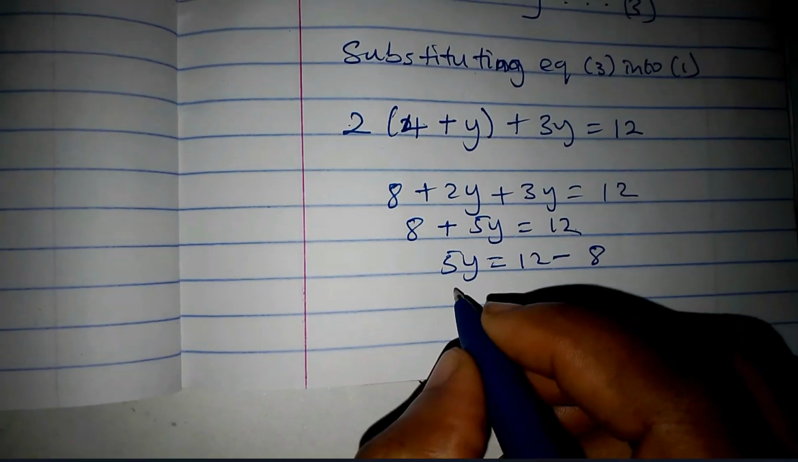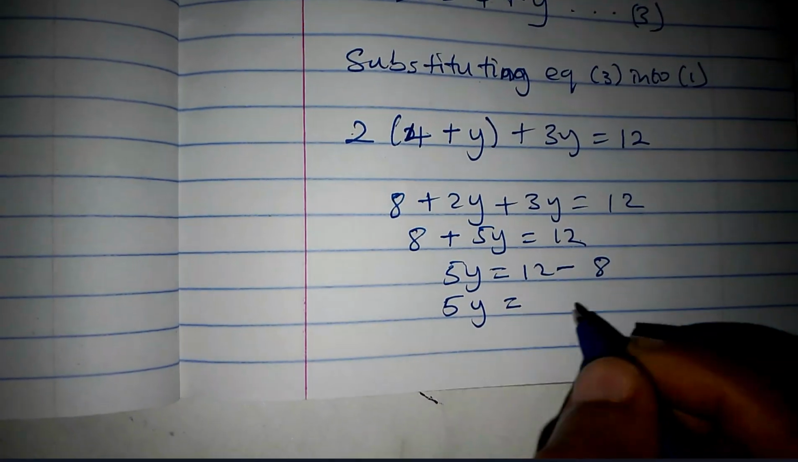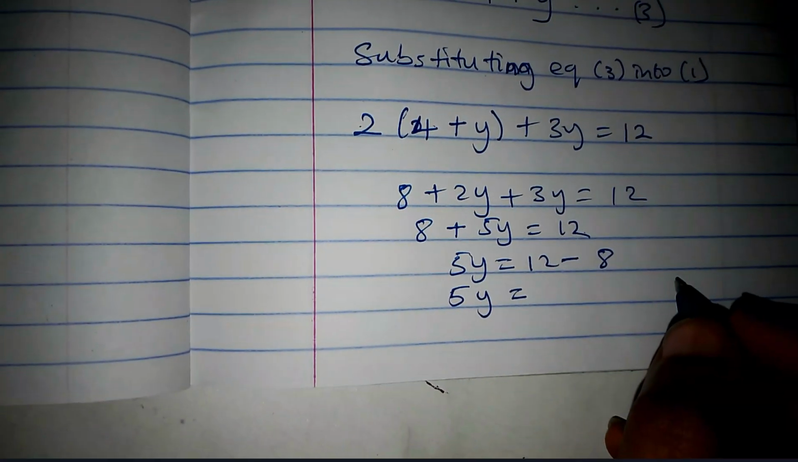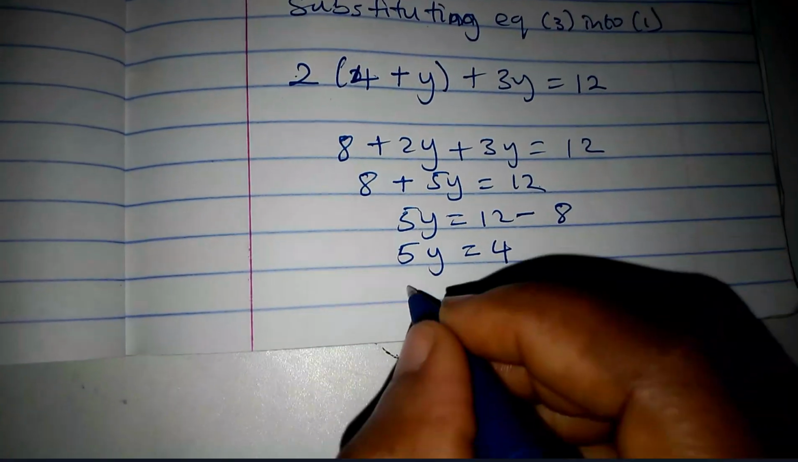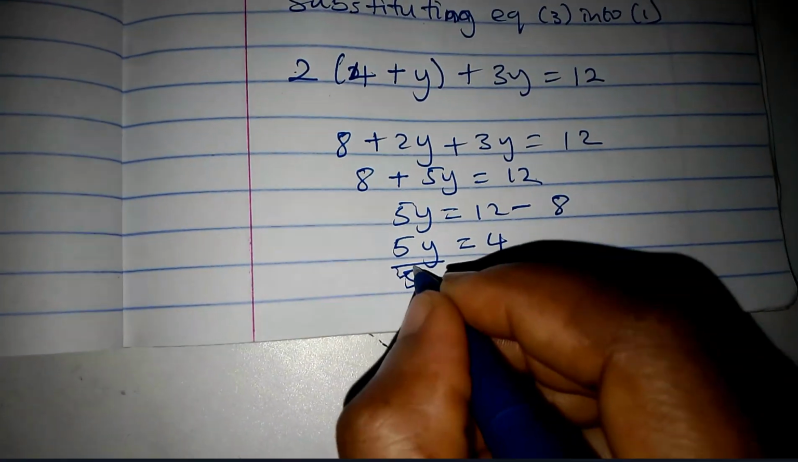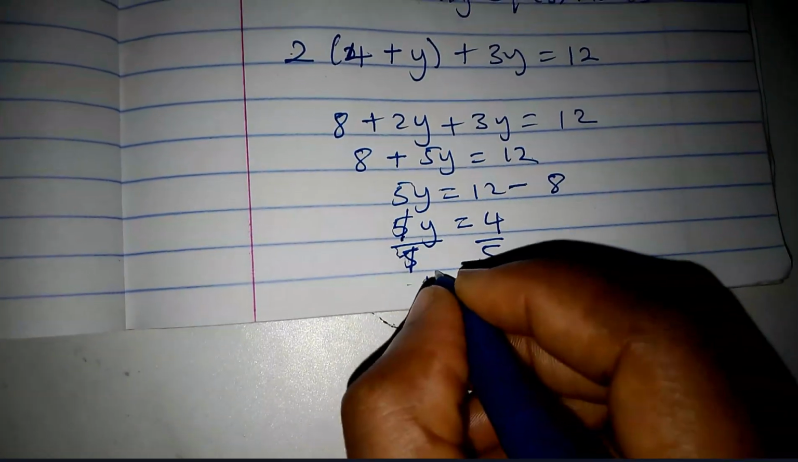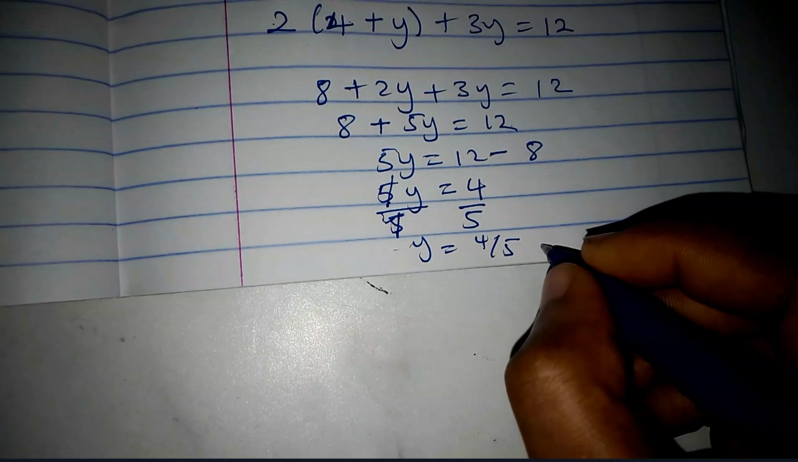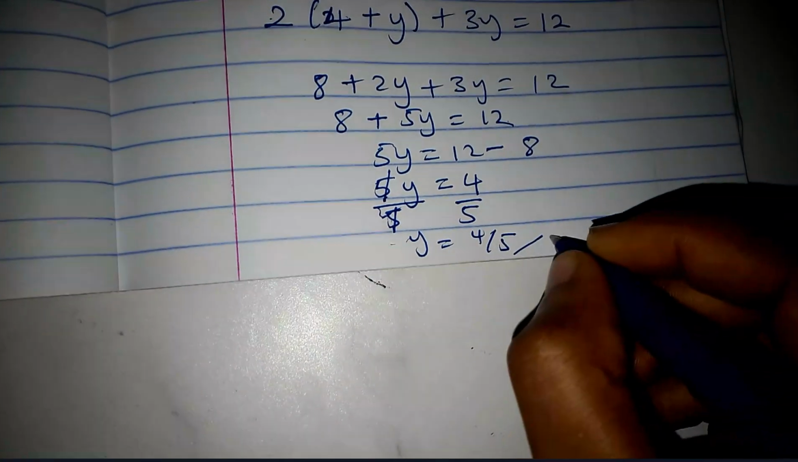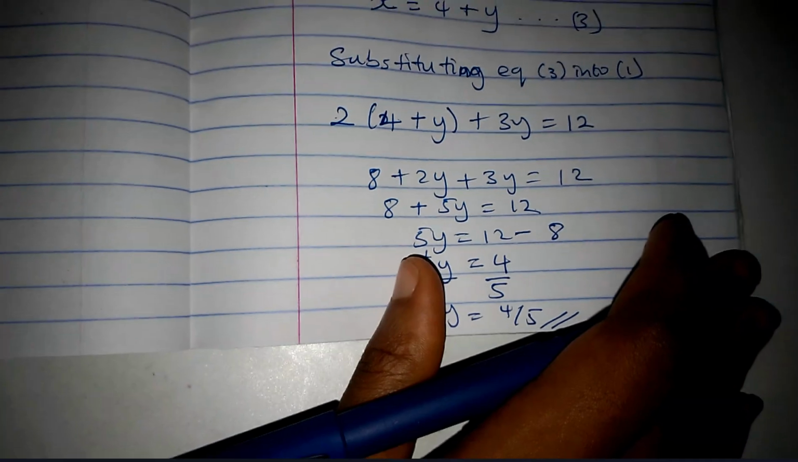So if that's the case, 5y equals 12 minus 8, which is 4. So we're going to divide both sides by 5, and then we are left with y equals 4 over 5. So I found y, and now we're going to find x.